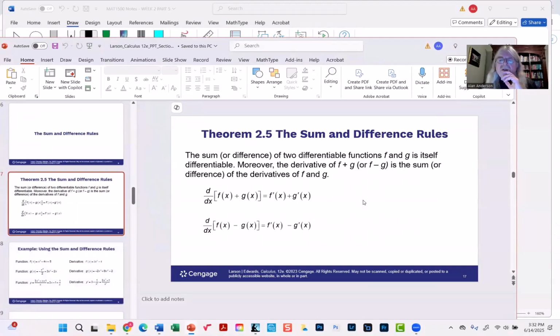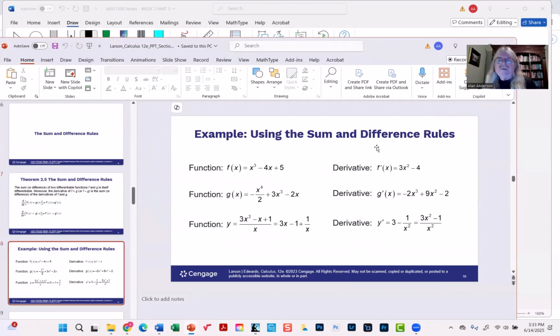Now, here's something you're probably not going to be too surprised by. The derivative of a sum is equal to the sum of the individual derivatives, just like with limits, if you remember. And the derivative of the difference of two functions is equal to the difference of the derivatives. Okay, so that's a very straightforward idea. And so they got some examples here.